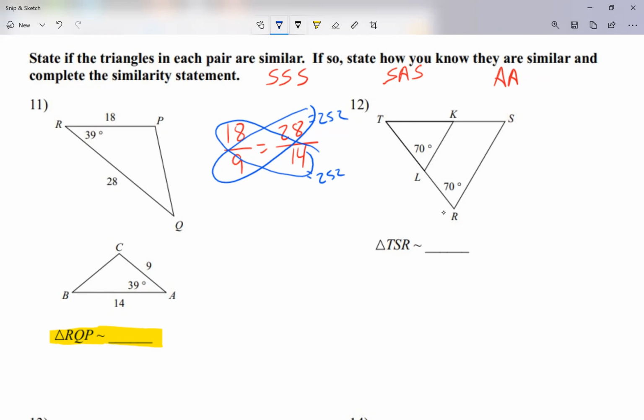Okay, let me double check one thing. Well, let me mark one thing. My angle R is equal to my angle A. So order of the letters matters here. The letter R on one triangle goes with the letter A of the other triangle. So I'm going to start this with A. Now, if I say ABC or ACB, the order of the letters matters. So triangle ABC is not the same as triangle ACB. Order matters.